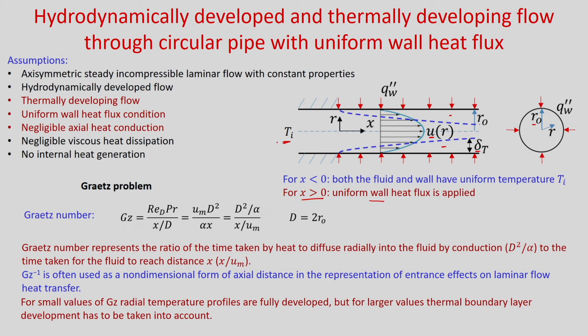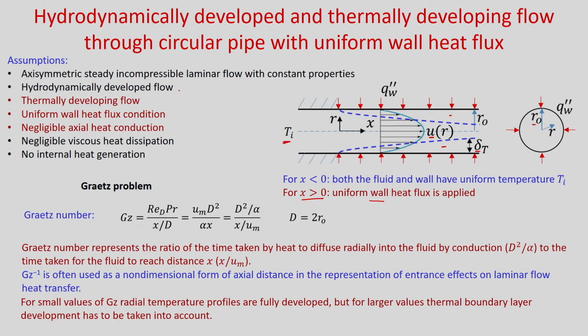The assumptions for this study are axisymmetric, steady, incompressible laminar flow with constant properties. You can see that it is geometrically and thermally symmetric and we can assume axisymmetric flow. So, there is no variation of any quantity in the circumferential direction. It is hydrodynamically developed flow, that means del u by del x is 0 and radial velocity v is 0. It is thermally developing flow. We used the uniform wall heat flux condition.